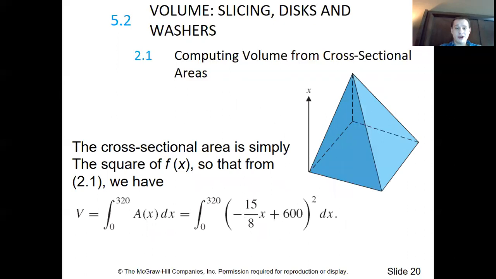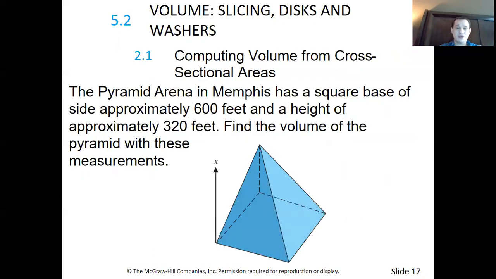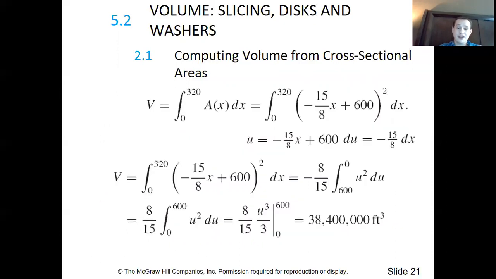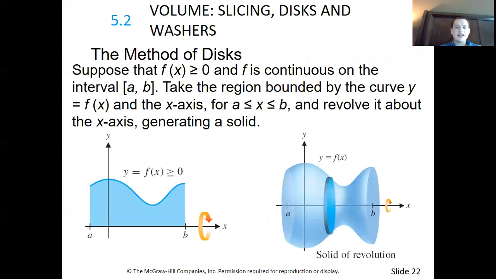Now, you should have units if there are units in these things. Note, if you go back to the original problem, they said that everything was in feet, 600 feet and 320 feet. So the volume would be 38,400,000 feet cubed, since it's a volume. And that's about it for slicing.